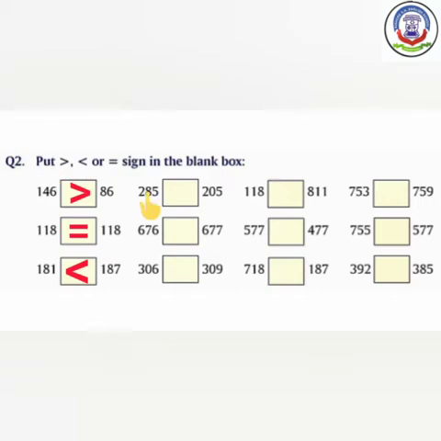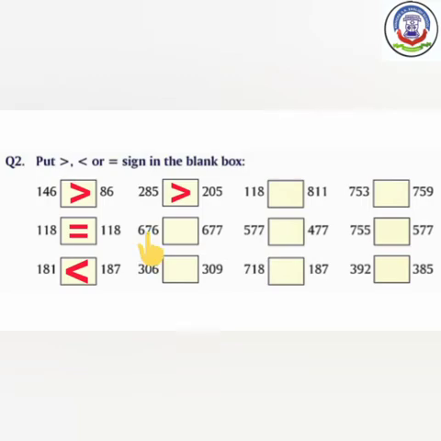Next, 285 and 205. Here at the hundreds place numbers are same. So we will see the tens place. On left hand side there is 8 and on right hand side there is 0. So 8 is greater than 0. So we will put here greater than sign because 285 is greater than 205.